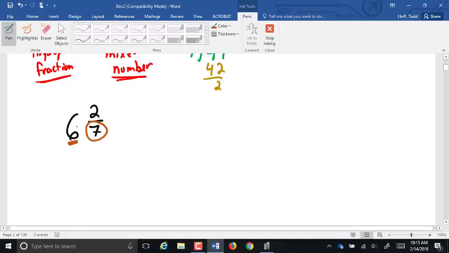So to get the 6 into pieces, we do 6 times 7, which is 42. That's 6 whole objects is 42 pieces. Is that all the pieces we have? No, we already had 2 of them. So 2 plus the 42 is 44/7.